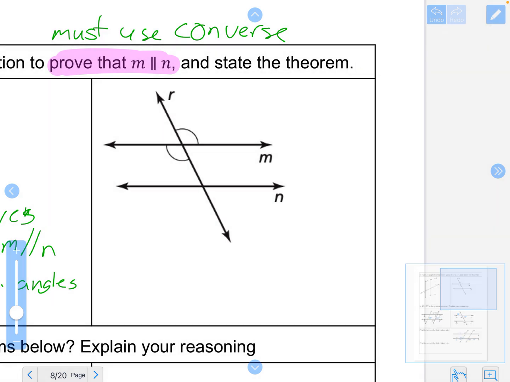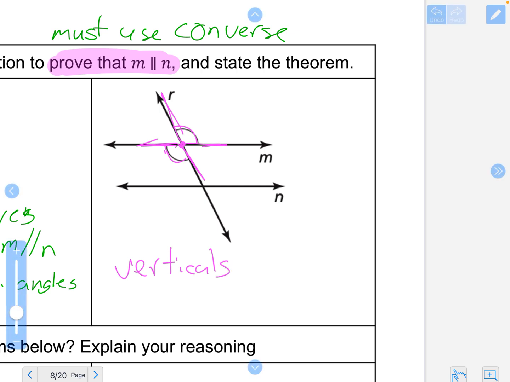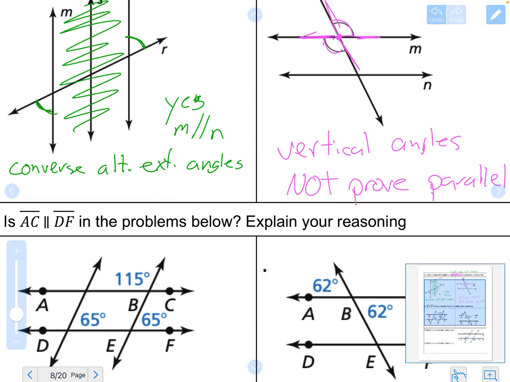So here I've got two angles that are congruent. They share a vertex and they're on opposite rays. And so these are vertical angles. While yes, we know that vertical angles are congruent, vertical angles is not enough information to prove parallel. Linear pairs and vertical angles cannot be used to prove that lines are parallel. It can only be those four converses.